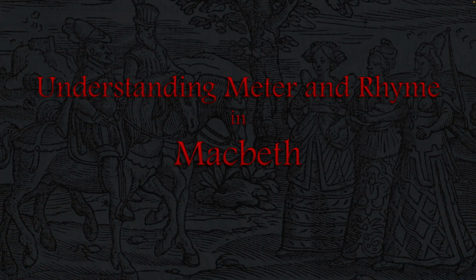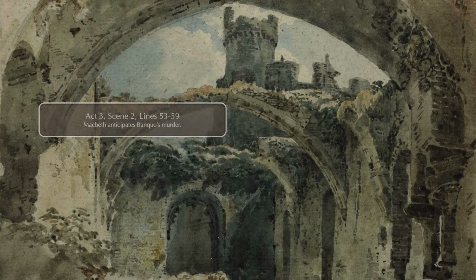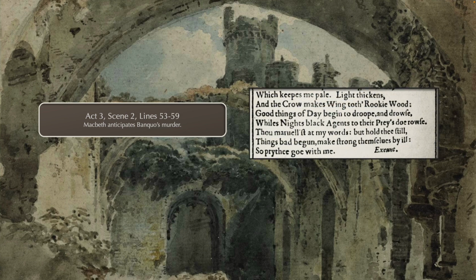Okay, so let's look at meter and rhyme in Macbeth. It's quite a lot to talk about. So I'm going to start with Act 3, Scene 2, lines 53 to 59. This is when Macbeth anticipates Banquo's murder, and he gives one of the eeriest speeches in the play. And I'm going to look specifically at the third, fourth, fifth, and sixth lines in that excerpt there, because of the rhymes. Now these are iambic lines.